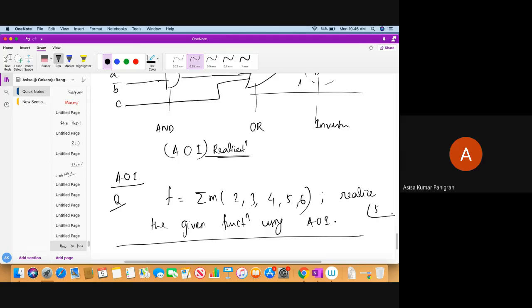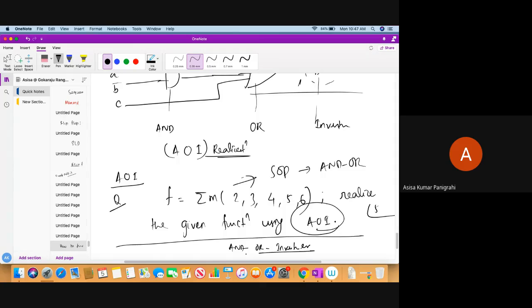Do you all understand? Here the question, he has not asked you to find f bar. Indirectly he is asking you to find f bar. Do you all understand, students? He is not directly asking you to find f bar. He is asking you indirectly to find f bar, because the question is asking to realize in AOI. AOI means I have to realize the function using AND, OR, inverter. So tell me, this is in which form? SOP form. I can easily realize with AND-OR, but I cannot realize with AND-OR-inverter.